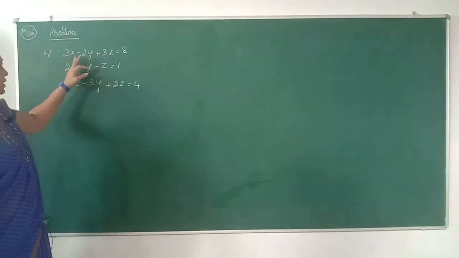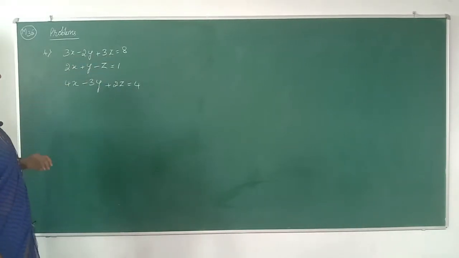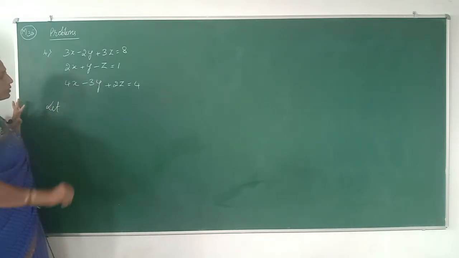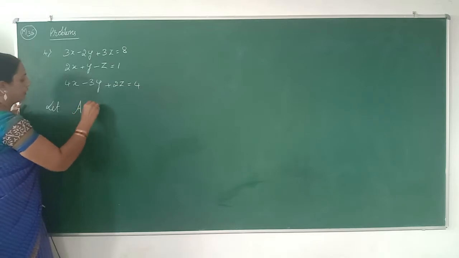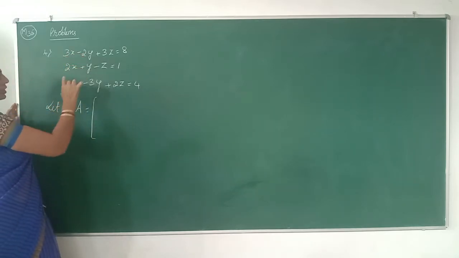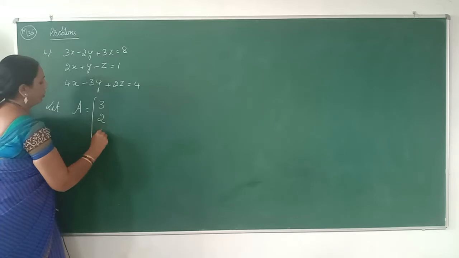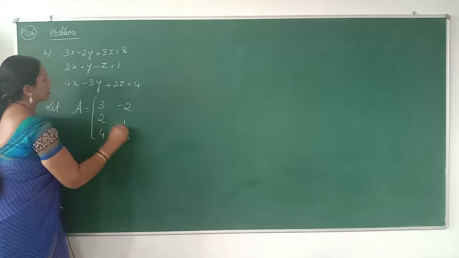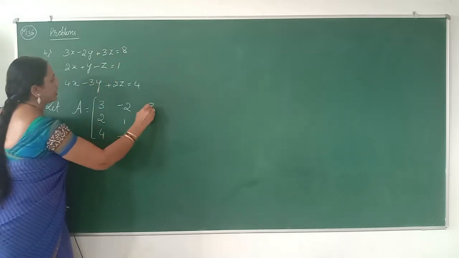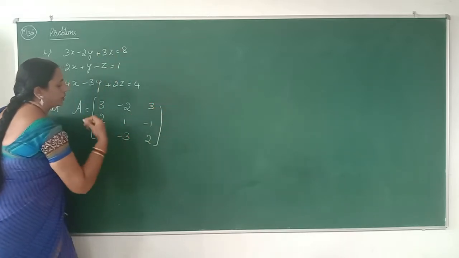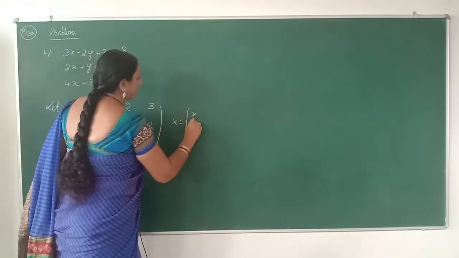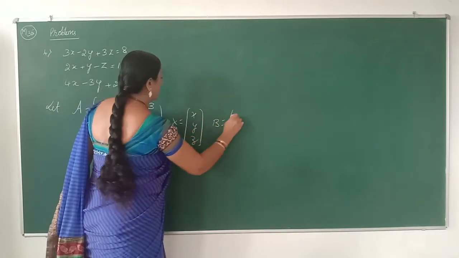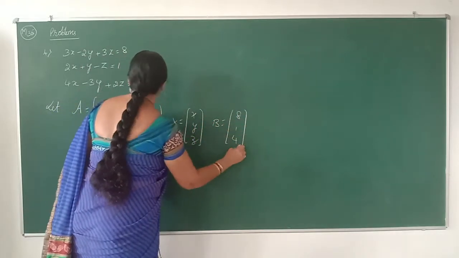Next one. 3x minus 2y plus 3z equal to 8. 2x plus y minus z equal to 1. 4x minus 3y plus 2z is equal to 4. Let A be the coefficients: coefficients of x are 3, 2, 4; coefficients of y are minus 2, 1, minus 3; coefficients of z are 3, minus 1, 2. Then X is nothing but x, y, z, and the constants B is nothing but 8, 1, 4.